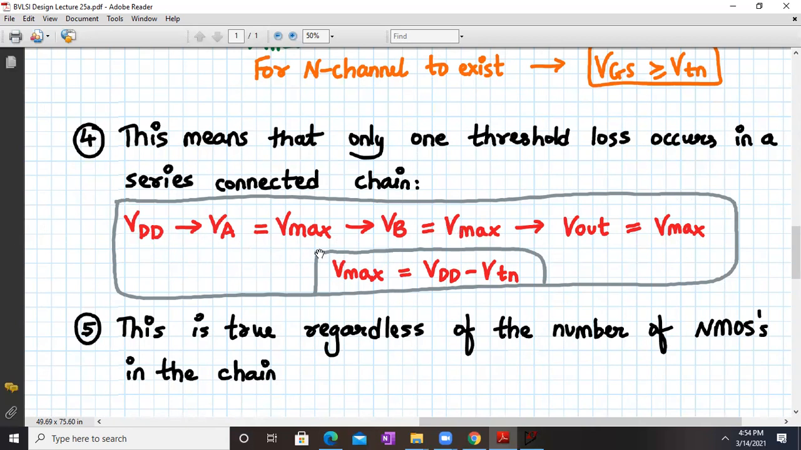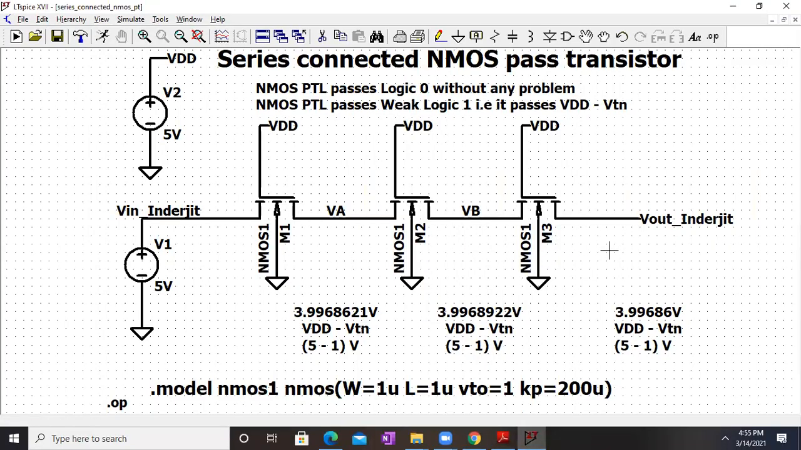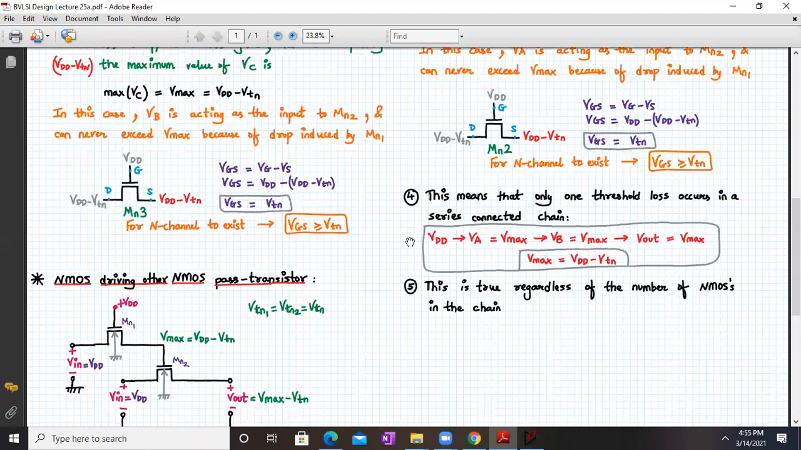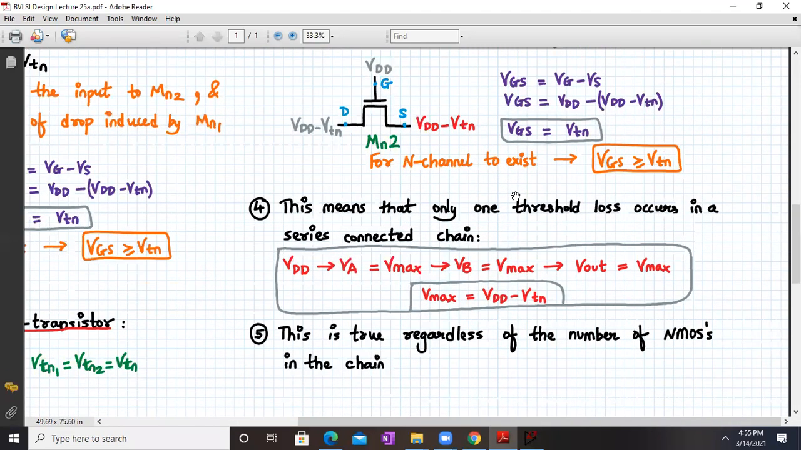So that's why down the chain everywhere we have VDD minus VTN, and this is true regardless of the number of NMOS pass transistors. Let's say if you have 10 such NMOS pass transistors connected in series, still it will transfer VDD minus VTN voltage down the chain as it is transferring over here. Same voltage. Fine. So I hope that this is clear. I hope that you all have no doubts in this.